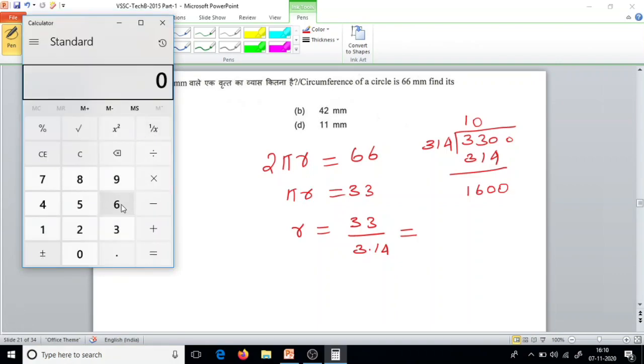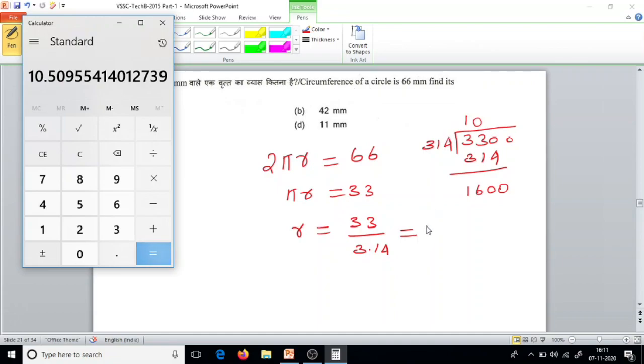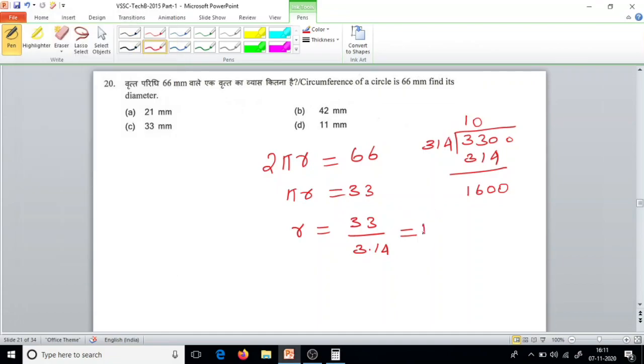So it is 33 divided by 3.14, which equals 10.5. Now this is r. D equal to what? 2 times the radius, 2r, which equals 10.5 multiplied by 2, which equals 21 mm. So the answer is option A, 21 mm.